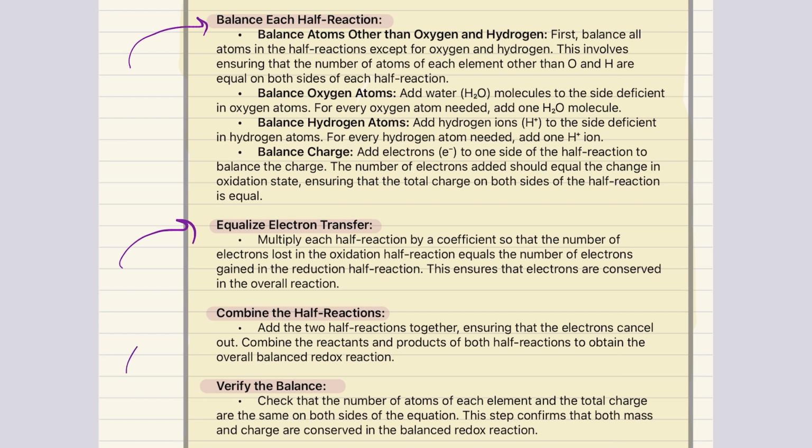Then you're going to combine those half reactions. You're going to add the two half reactions together, and you're going to ensure that electrons cancel out appropriately. You're going to combine the reactants and products to obtain the overall balanced redox reaction. And then, of course, last but not least, you want to verify that everything is indeed balanced.